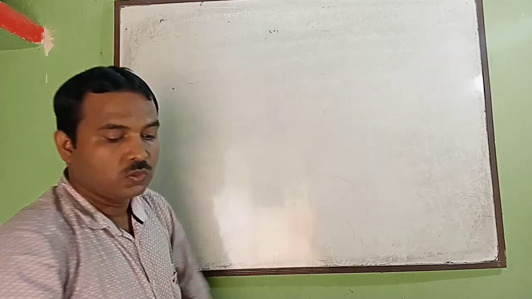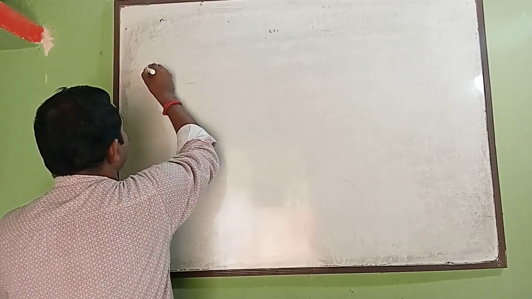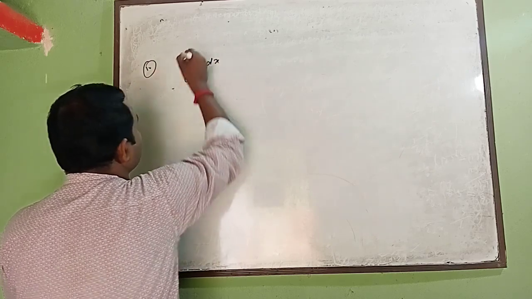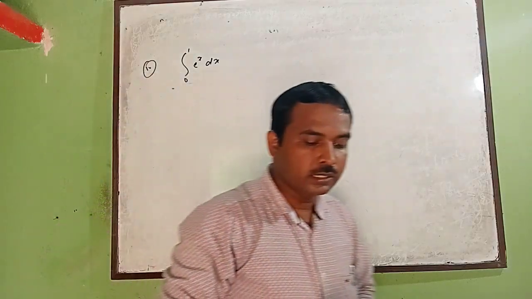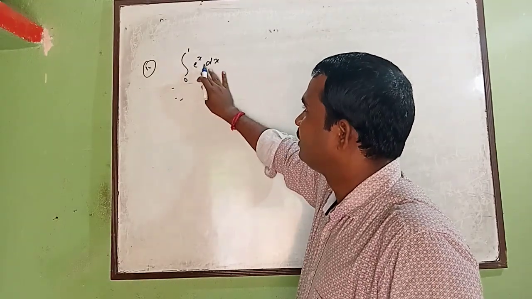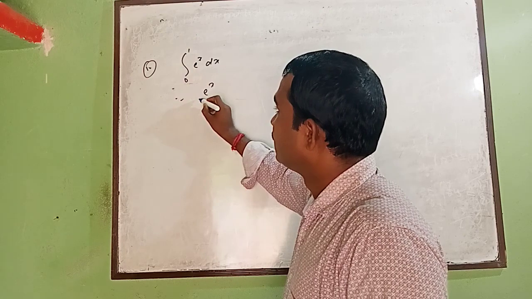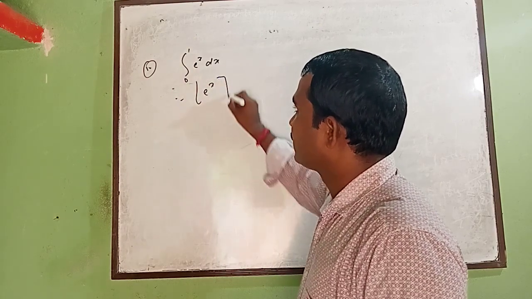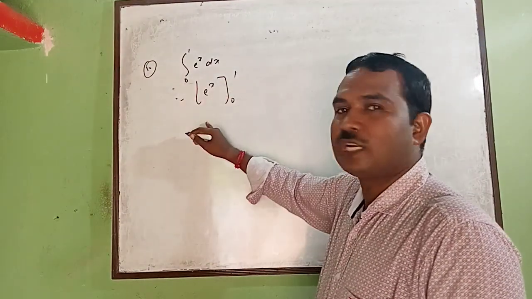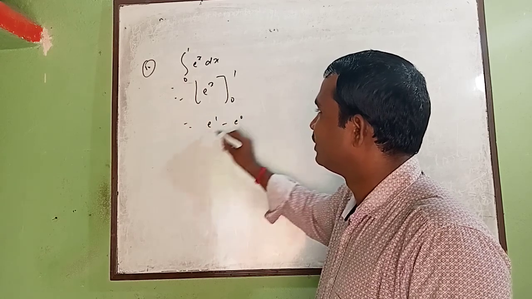You take another question. Suppose that we have the fourth one: integration of e to the power x dx from 0 to 1. This you will integrate. First you integrate this one, then here will be e to the power x, with square brackets 0 to 1. Now you will write the upper limit minus lower limit. So here will be e to the power 1 minus e to the power 0.